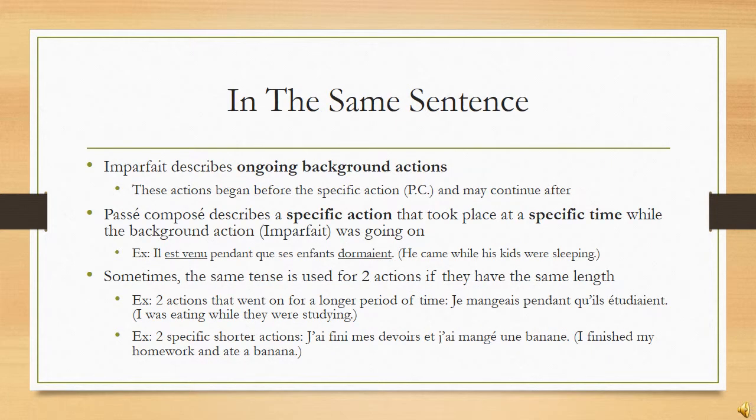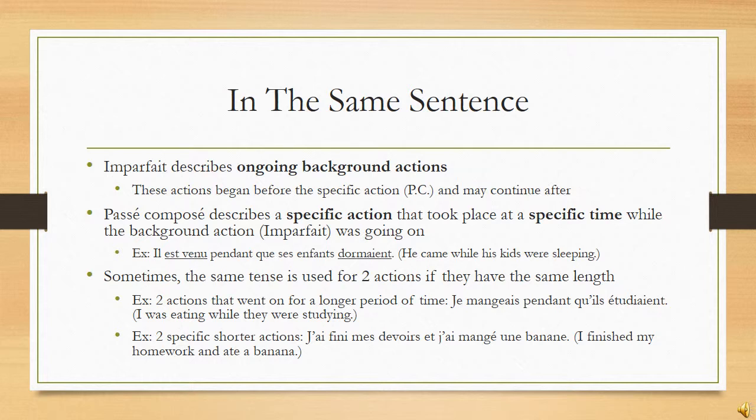So these two tenses can also be used in the same sentence. So the imparfait describes ongoing background actions. These actions began before the specific action and may continue after. The passé composé describes a specific action that took place at a specific time while the background action, the imparfait, was going on. So an example would be, il est venu pendant que ses enfants dormaient.